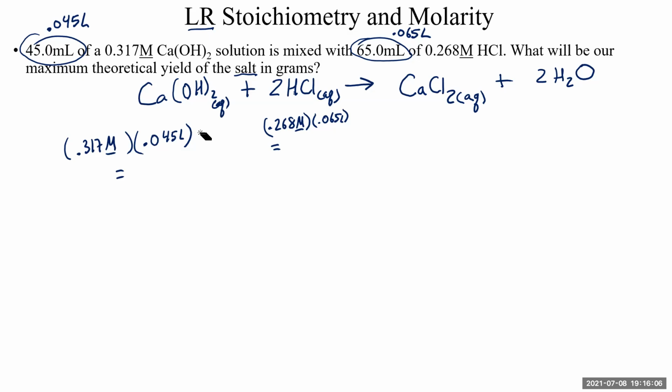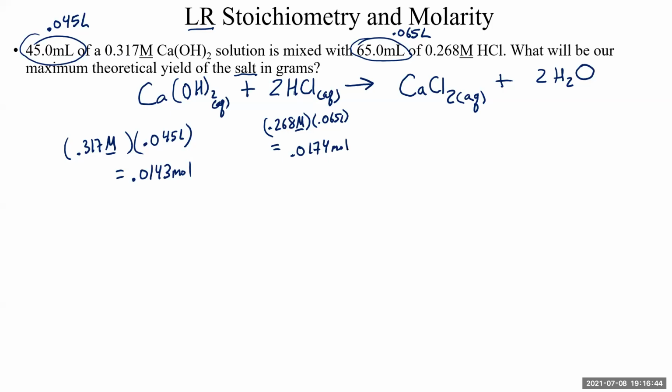So 0.317 times 0.045 gets me 0.0143 moles. And over here, I have 0.268 multiplied by 0.065. That gets me 0.0174 moles. So which one of these is the limiting reactant? To me, it's clear that the hydrochloric acid is the limiting reactant.